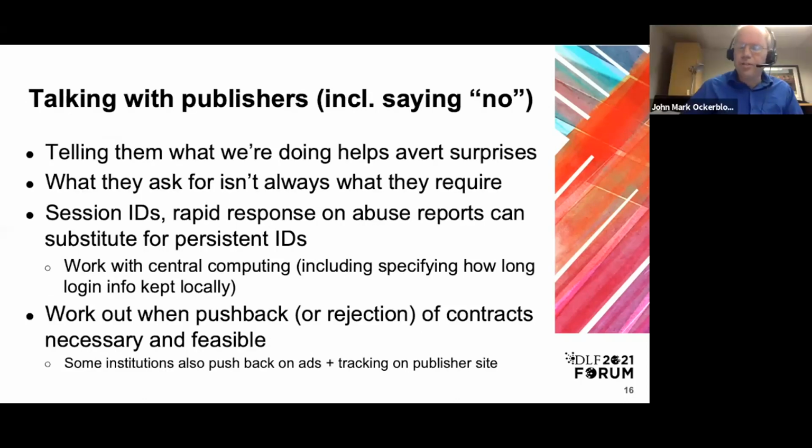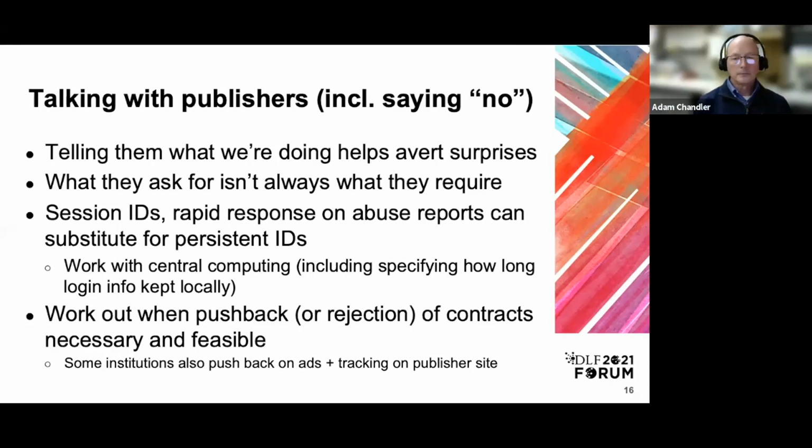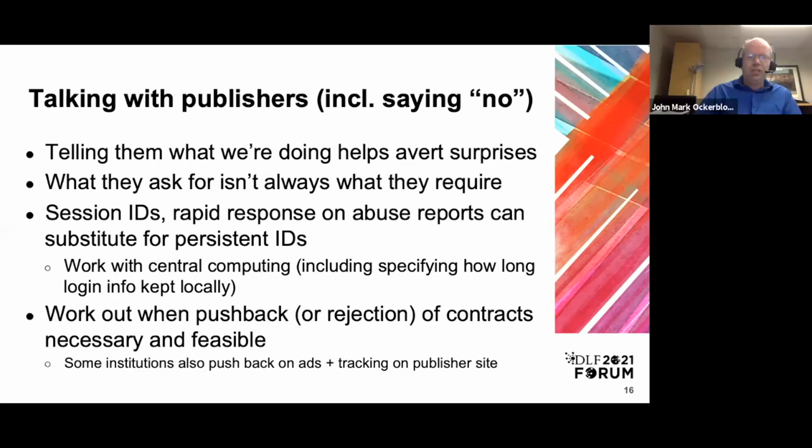Along with talking with central IT, we also tried to keep publishers in the loop as well. We don't necessarily ask them permission for everything that we do, but if we tell them what we're doing, that can help avert surprises. It turns out, for example, that what they might ask for initially isn't always what's required to access the resource. When we told one publisher who was asking for persistent ID, we're not going to actually send that, is that going to cause a problem? They said no. That was a useful revelation.